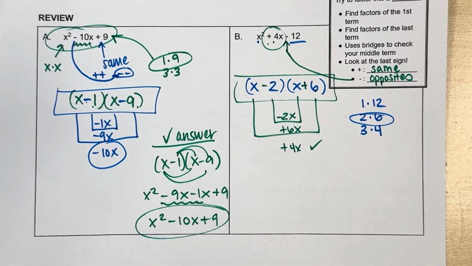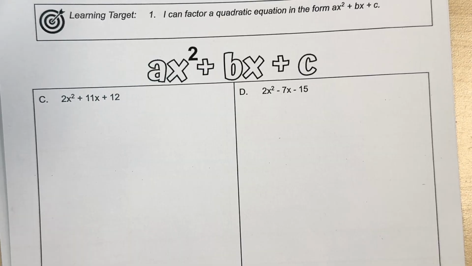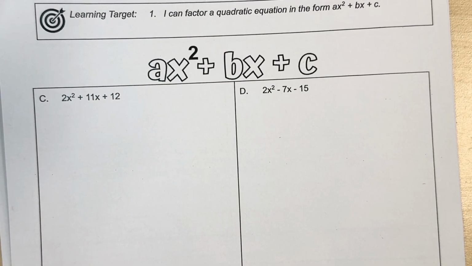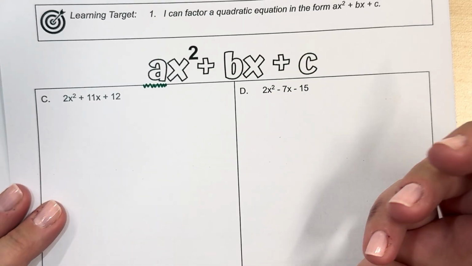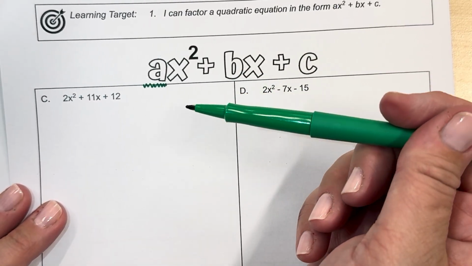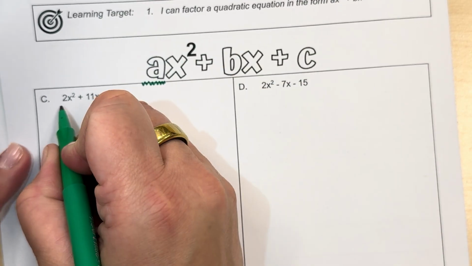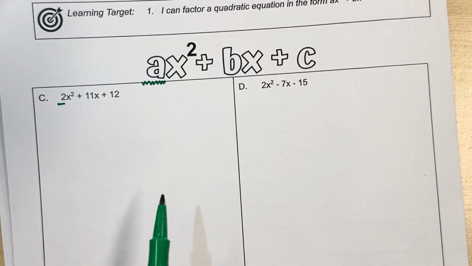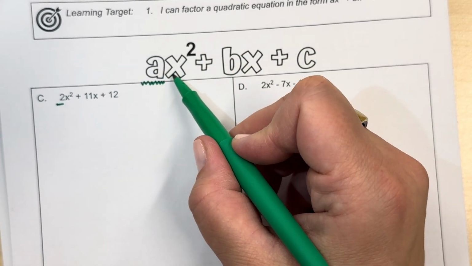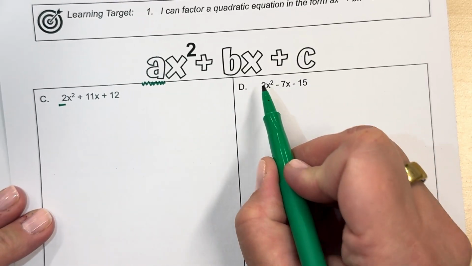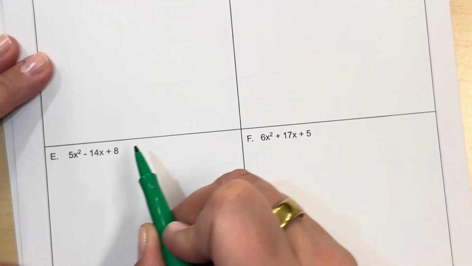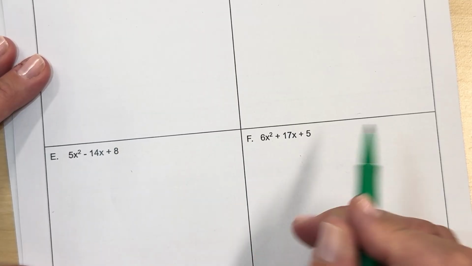Good. Okay, so we're building upon this skill. Flip to the next page. Now, for the first time ever, we're going to have an A term where it's not 1. It's something larger than 1, like 2. The A is always going to be the number in front of x squared. So in this case, it's 2. In this example, it's also 2. Down here, it's 5, and here it's 6.